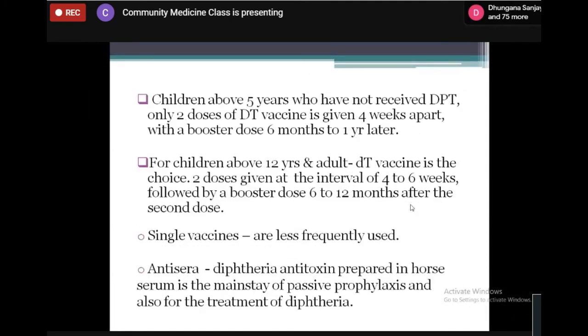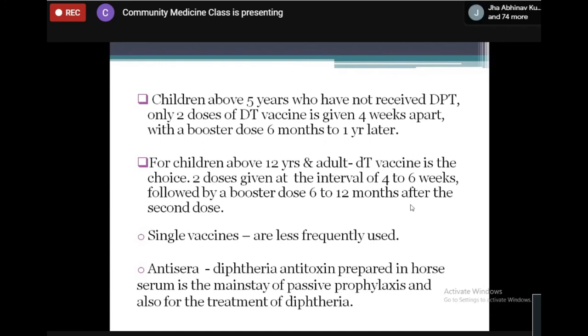Children above 5 years who have not received DPT: only 2 doses of TT vaccine are given 4 weeks apart, with a booster dose 6 months to 1 year later. So if a child above 5 years comes to you, you have to give only 2 doses of DT vaccine 1 month apart, with a booster dose 6 months to 1 year later. That's all. For children above 12 years and adults, you have to give the DT vaccine, 2 doses given at an interval of 4 to 6 weeks. Mostly here we give 4 weeks apart, followed by a booster dose 6 to 12 months after the second dose.